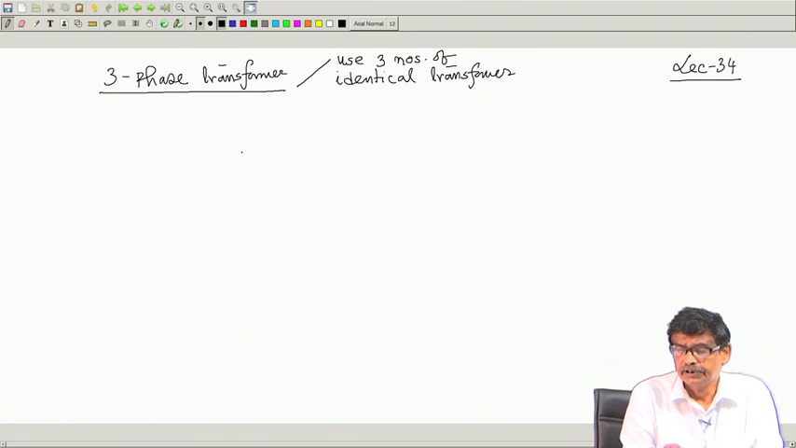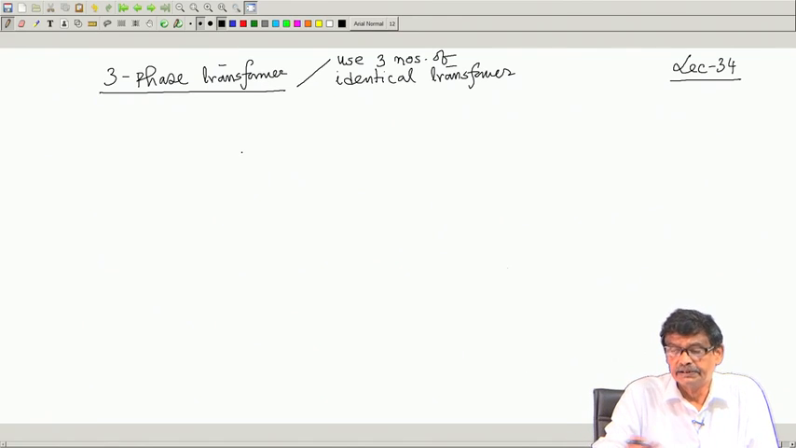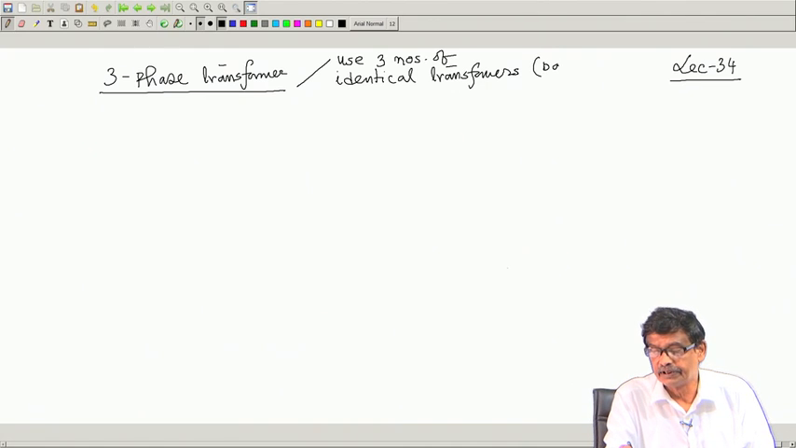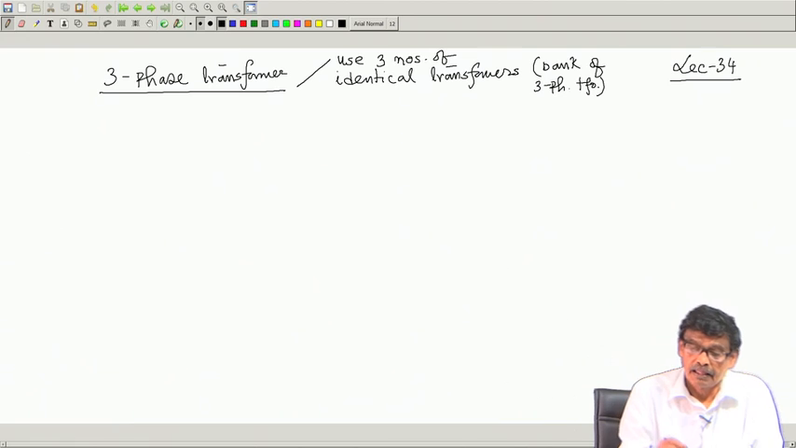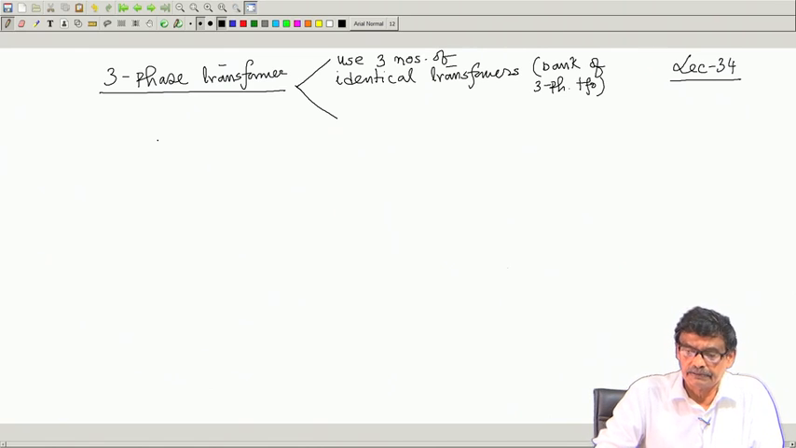and in this case, when you use three numbers of identical transformers in a three phase voltage transformation, it is called a bank of three phase transformers. Or a three phase transformer can be manufactured as a single unit. Okay. Three phase transformer as a single unit.